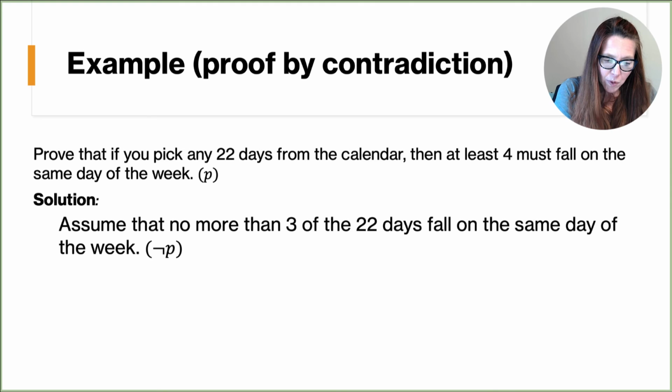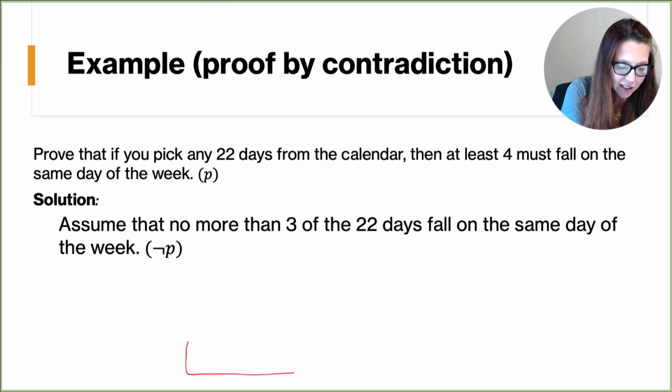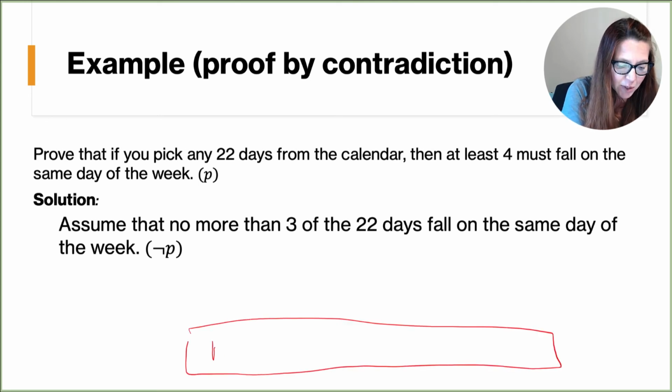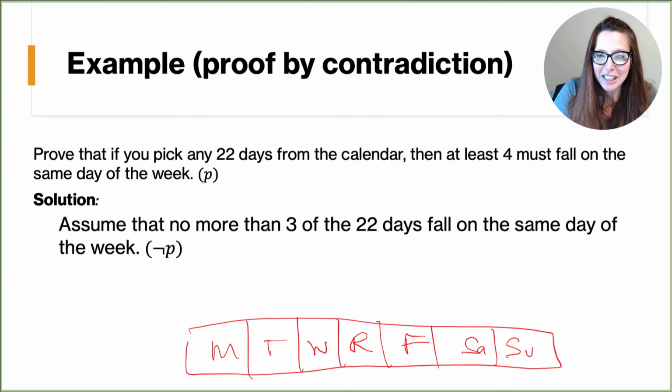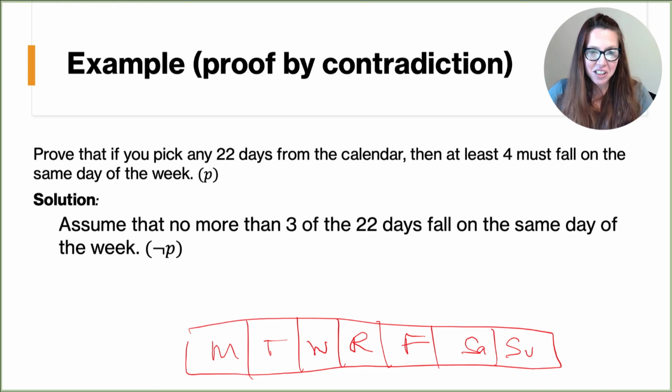Well, in this situation, we have 22 days and we want to place them into days of the week. So I have the days of the week: Monday, Tuesday, Wednesday, Thursday, Friday, Saturday, and Sunday. And these are my pigeonholes. And I have 22 days that I have to place into those pigeonholes. So I know that I can place 7 of them, no problem. Everybody goes in a different place.